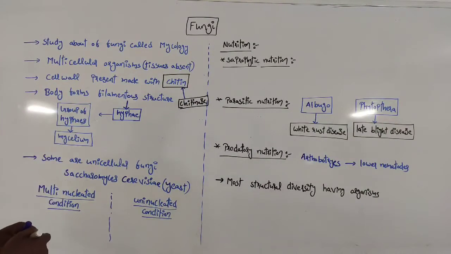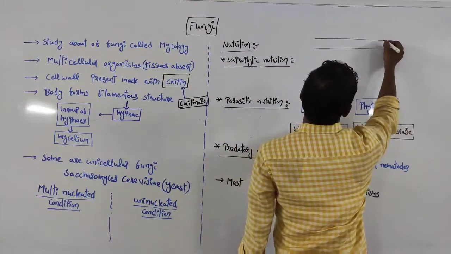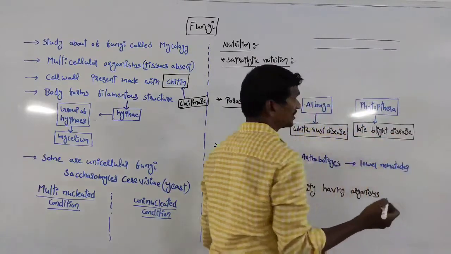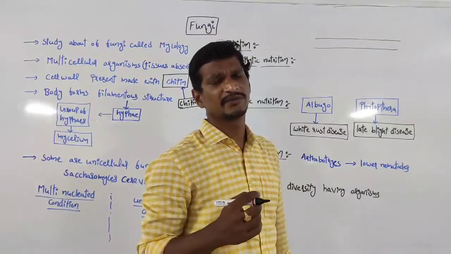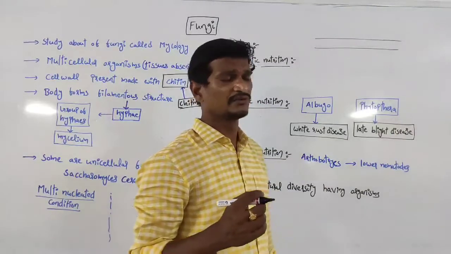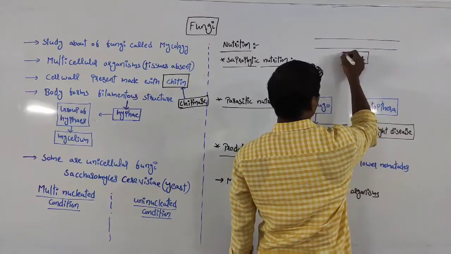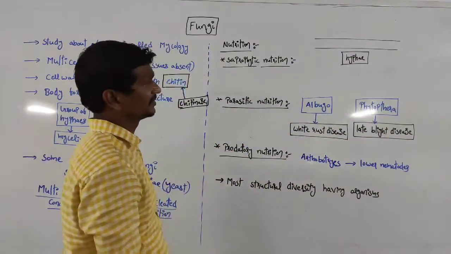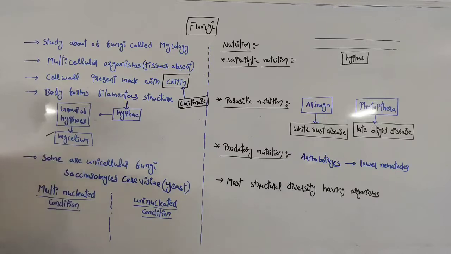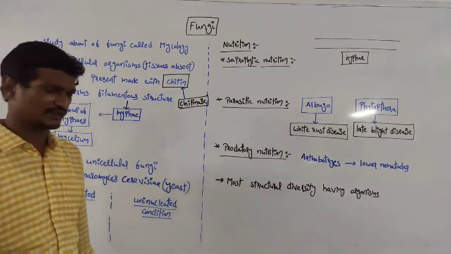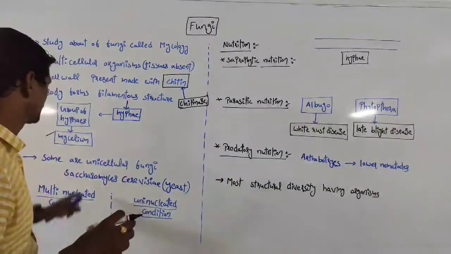And the body forms filamentous structures. This is one of the fungi, right? The fungi body forms a filamentous structure. Remember, in certain biochemical contexts this structure is not called a filament; it is called hyphae. This is about the hyphae, right? A group of hyphae forms the mycelium. A group of hyphae are called mycelium, right?